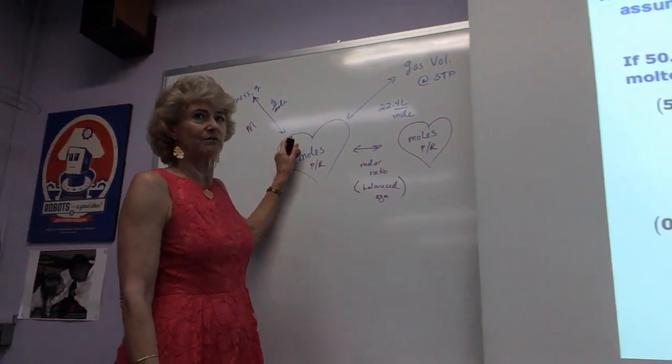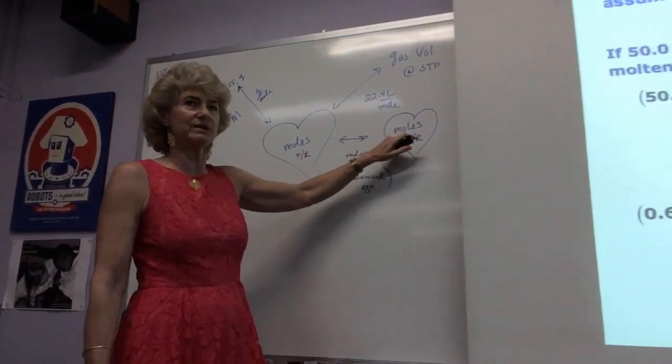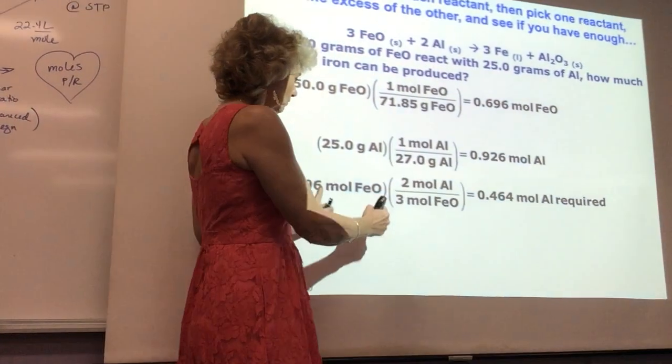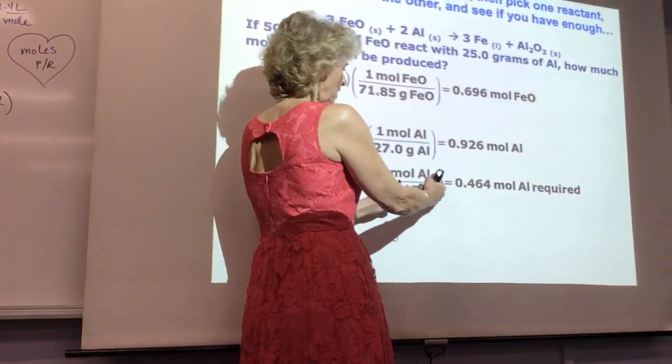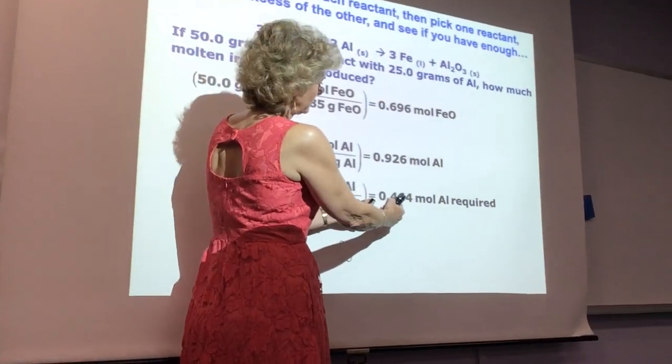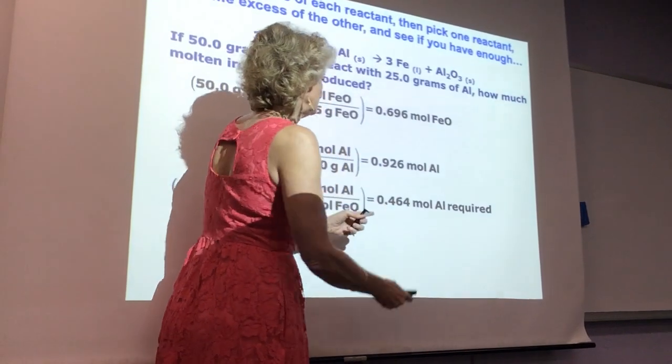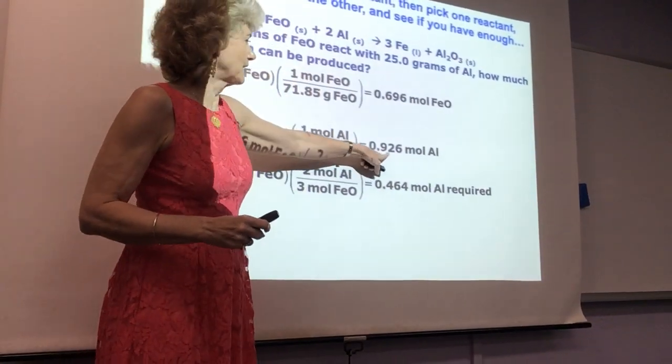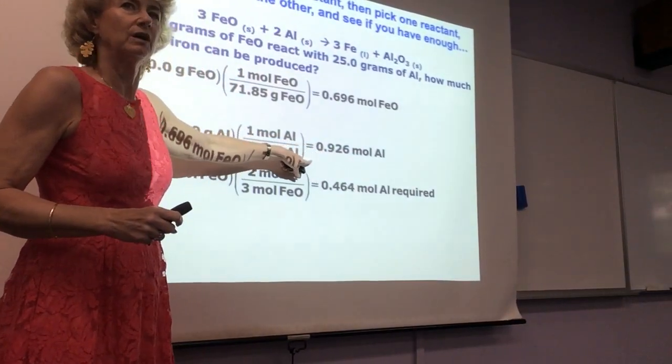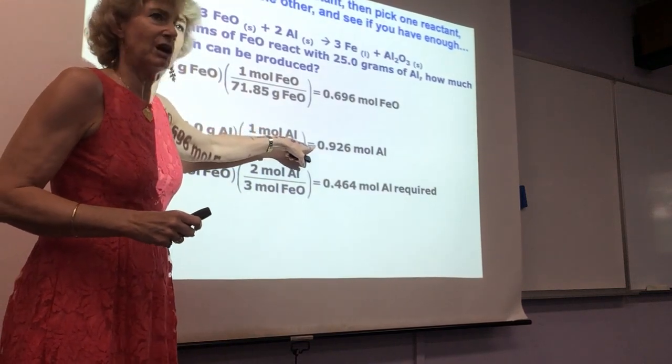I'm comparing moles of one reactant to moles of the other reactant, which is aluminum. What you got on the bottom, what you want on the top, hit your calculator. 0.464 moles of aluminum required. This is how much I have. Is it enough? Yeah. In fact, it's like twice as much.